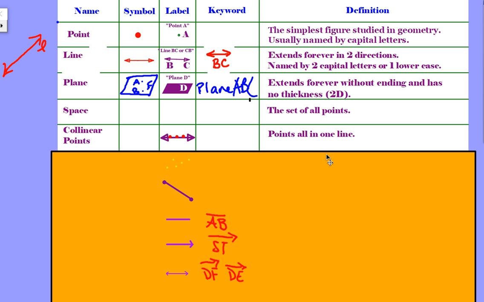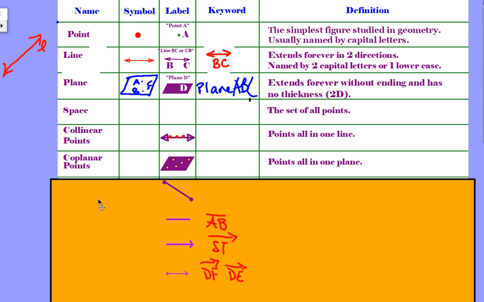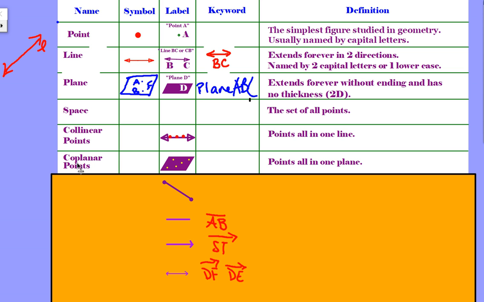I just said the word collinear. So what is collinear? Collinear means points on the same line. Co meaning together, linear meaning on the same line, focusing on what's on the line itself. Likewise, we have coplanar. Coplanar simply means points on the same plane. Any three non-collinear points can create a plane.